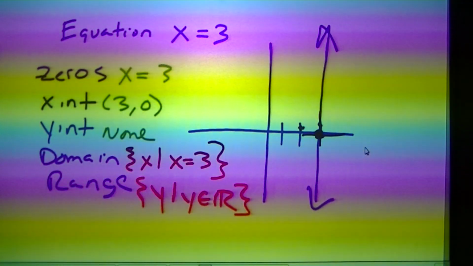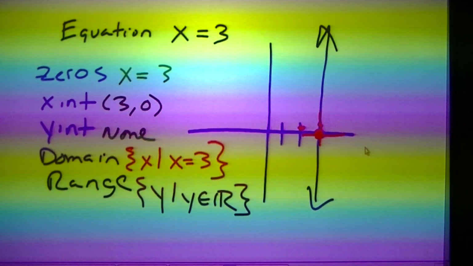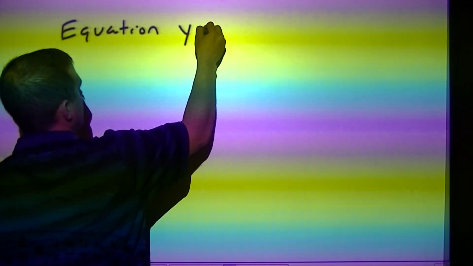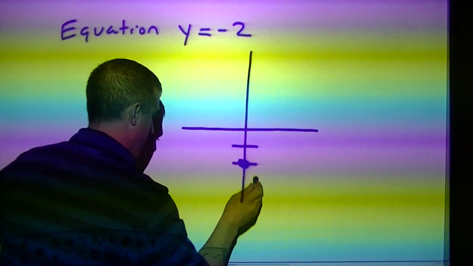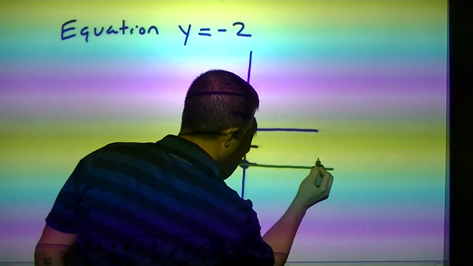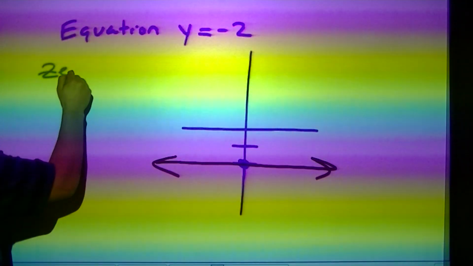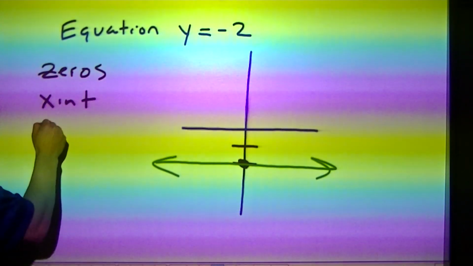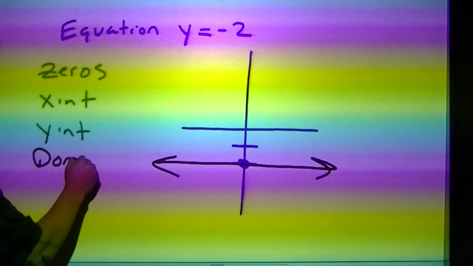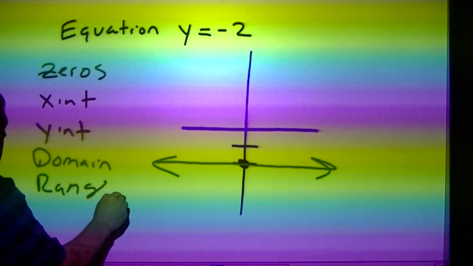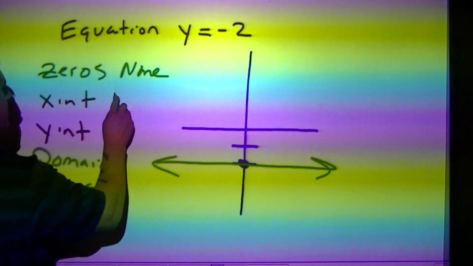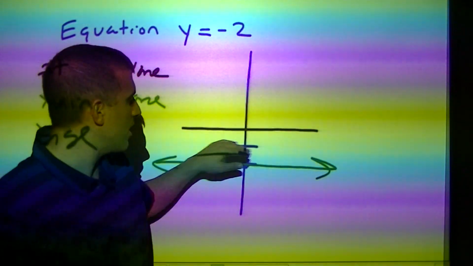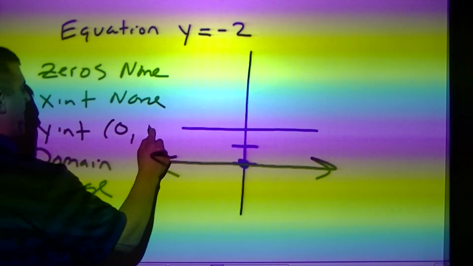Okay? All right? Let me do one that's a y equals equation. Let's say my equation is y equals -2, okay? Well, what that means for me is it's a horizontal line, like that, okay? Zeros, x-intercept, y-intercept, domain, range, okay? Now, does it cross this axis? No. So it does not have an x-intercept. Only crosses the y, and it crosses it at -2.